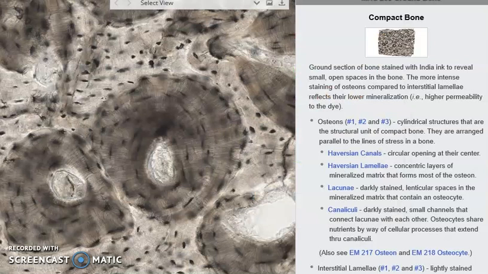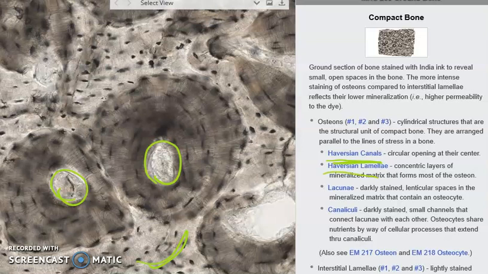chummy, it looks like an old owl. Let's put a little face there. So this right here is a central canal. This right here is another central canal. This is calling them Haversian canals, and the concentric lamellae, that's the circular rings that are formed. They used to be called Haversian lamellae.